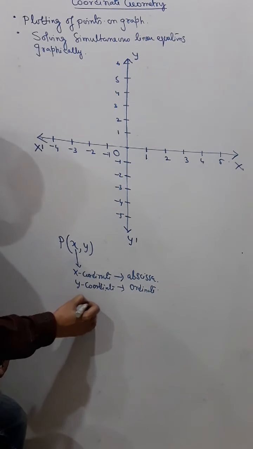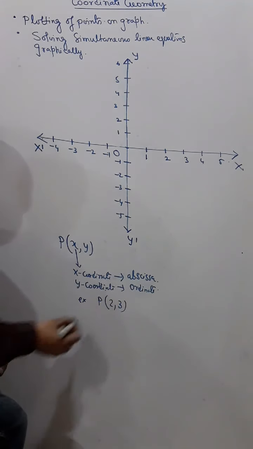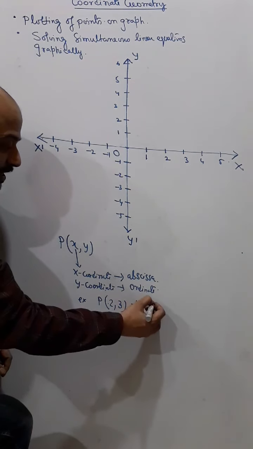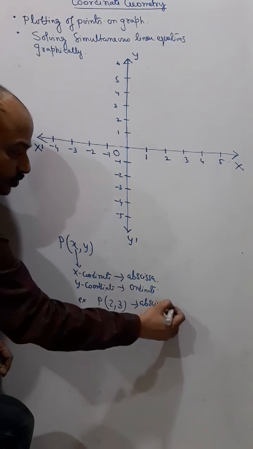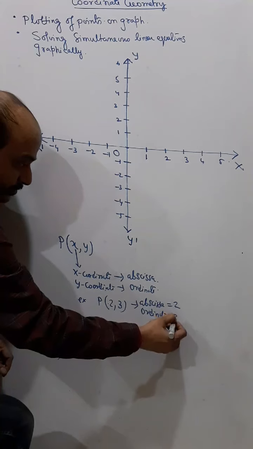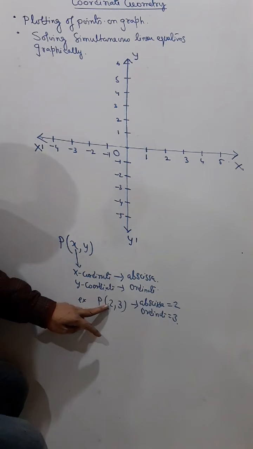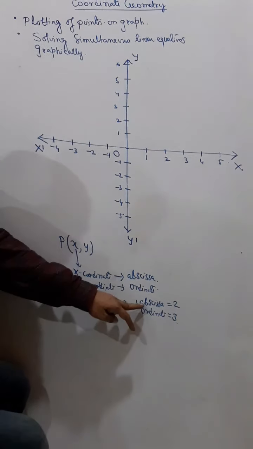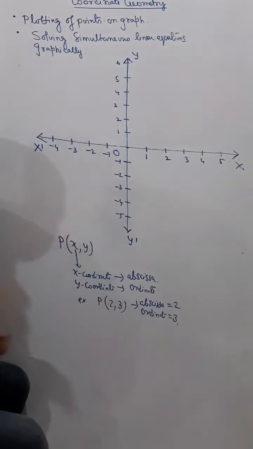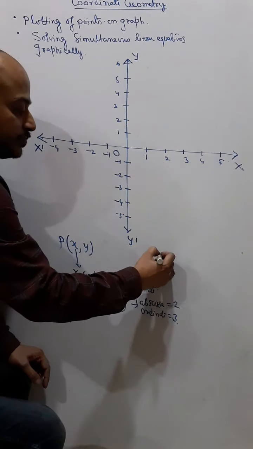For example, say we have a point (2, 3). So in this point (2, 3), we say that abscissa equals 2 and ordinate is equal to 3. We also say x coordinate as 2 and y coordinate as 3, or we also say abscissa as 2 and ordinate as 3.